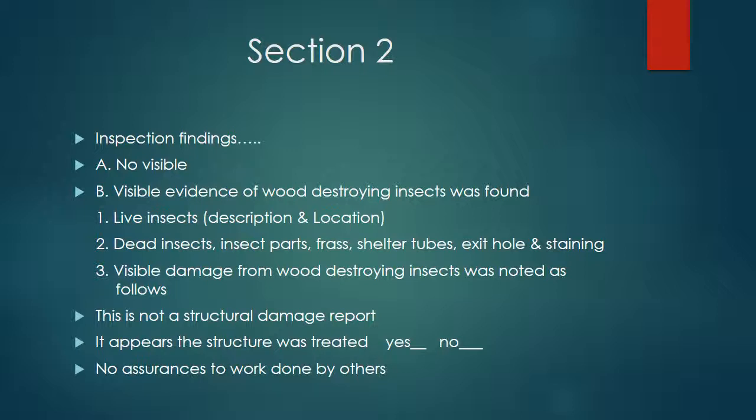I always say if I see staining, shelter tubes, frass, insect parts, dead insects, whatever, if there's no evidence of it being treated within the last year, you probably need to go ahead and recommend treatment just because it covers you. Because you very easily could end up in court and having to explain why you didn't recommend treatment, but you saw the staining.